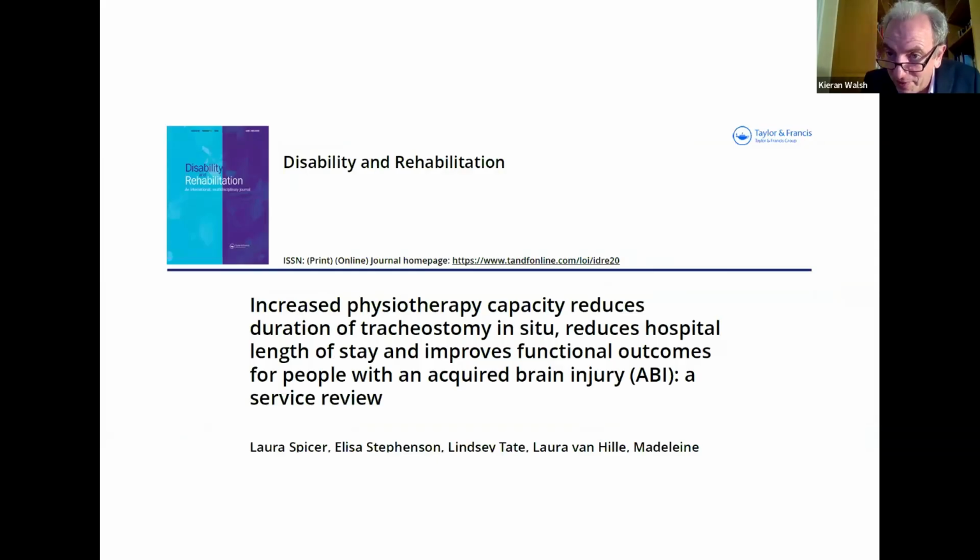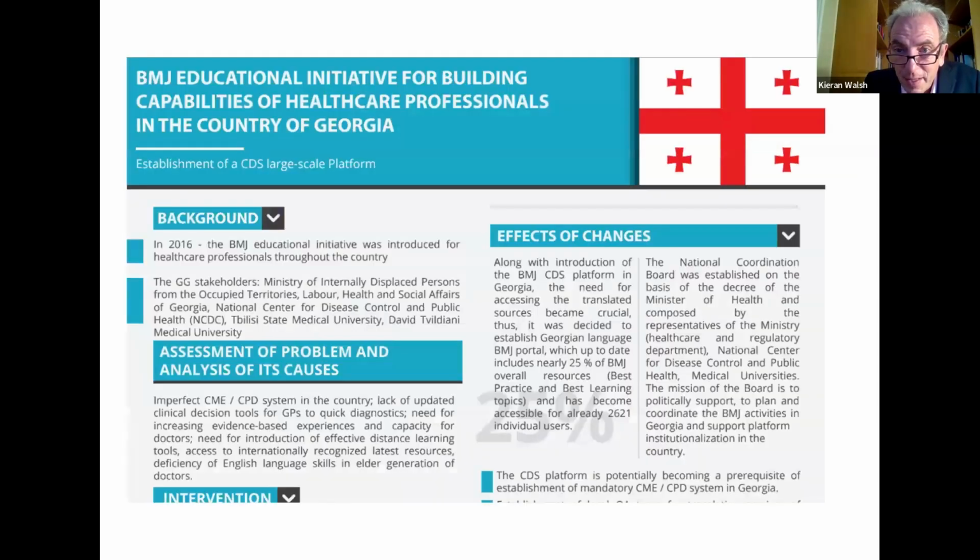Another one here from physiotherapists, so not just doctors, where they did a QI project to reduce the duration of tracheostomy in situ and hospital stay. They used BMJ Best Practice to define the type of brain injury in this group of patients who had acquired brain injury. And they improved care and they saved costs as well.